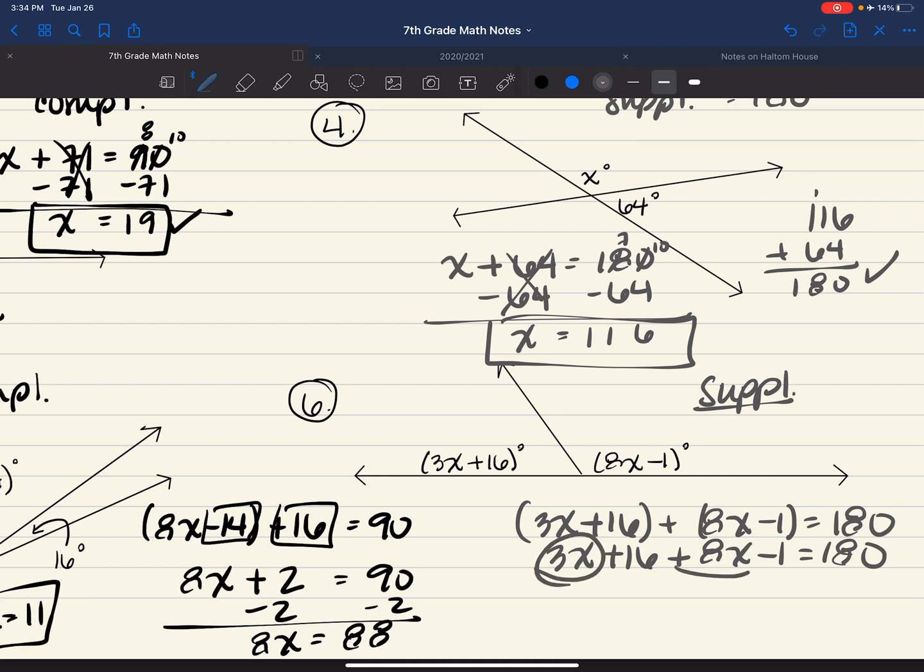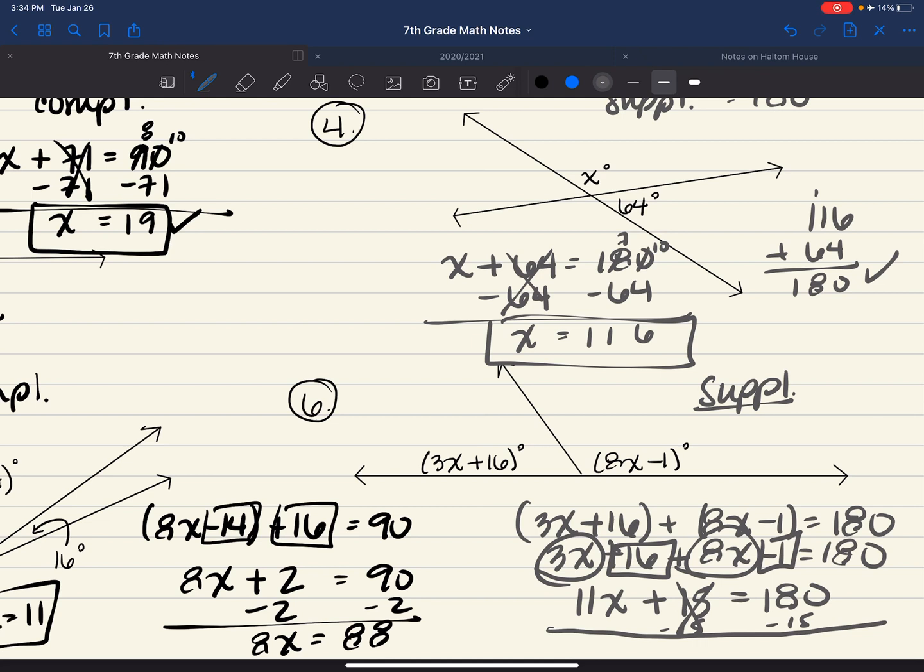I see the 3x and the 8x, and the positive 16 and the negative 1 are my like terms. 3x plus 8x, I know 3 plus 8 is 11, so 11 x's. 16 minus 1 is positive 15. All right, let's get rid of that 15 by subtracting 15 on both sides. That cancels out. Sorry guys, I'm smushing my math, and I always tell you not to do this. But I am fully out of room.